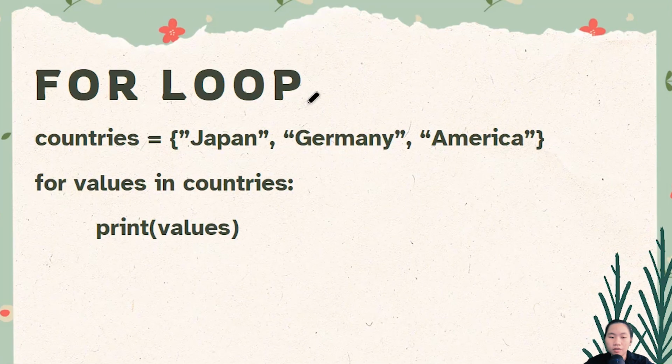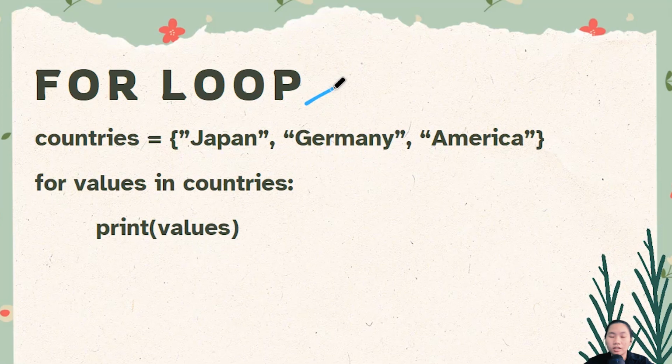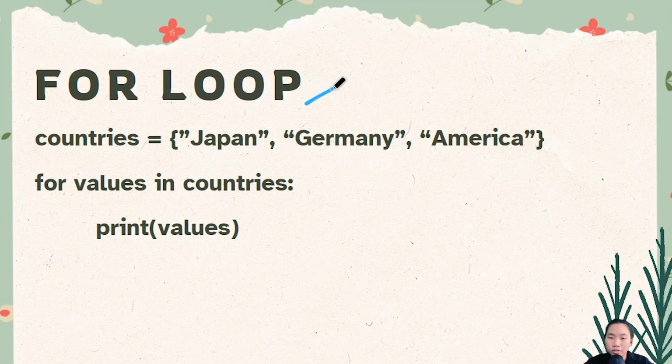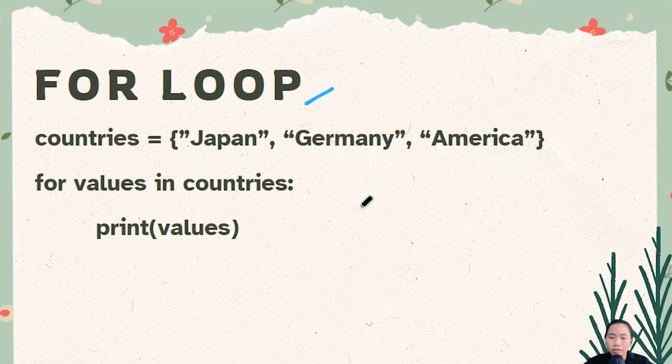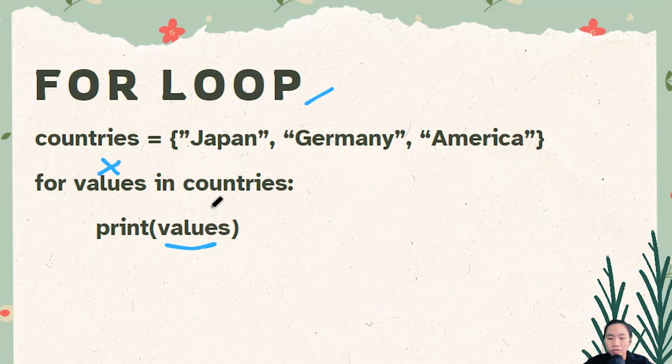Okay, first off, let's tackle for loop. I'm sure that a lot of you are very familiar with how for loop works already. It's popular, it's used a lot. So I have a set over here, countries, with Japan, Germany, and America. And I'm using values in replacement of X or Y or Z or anything for that matter, because values, this thing over here, is just a placeholder. For values in countries, print values, aka print all of the values that are in the set countries. So Japan, Germany, and America.